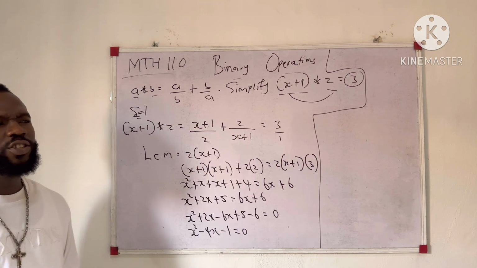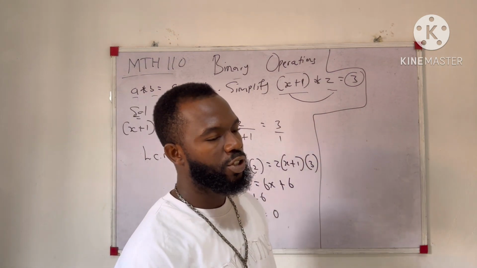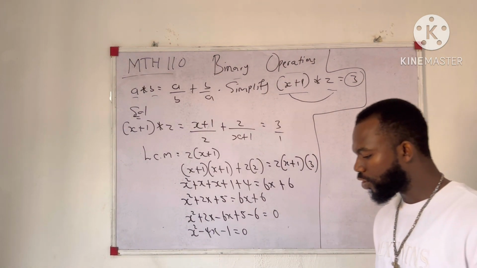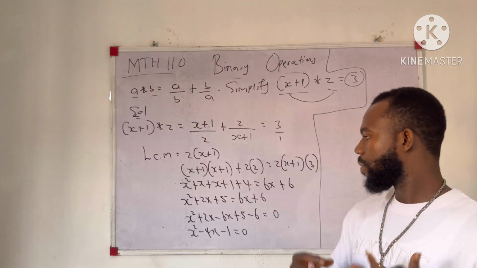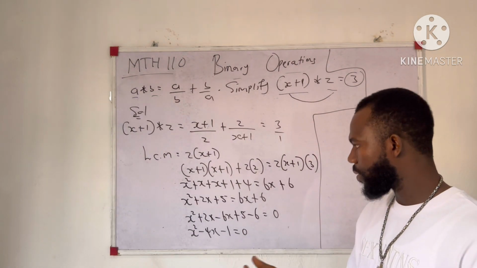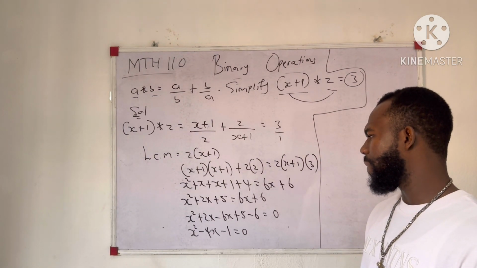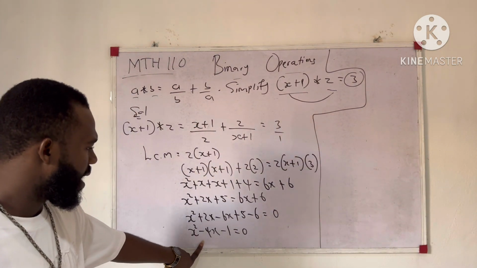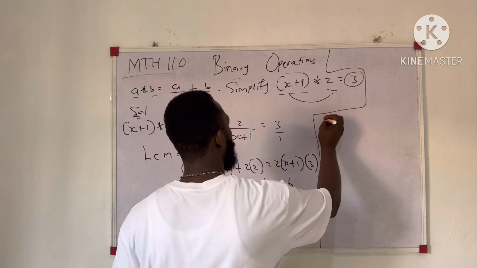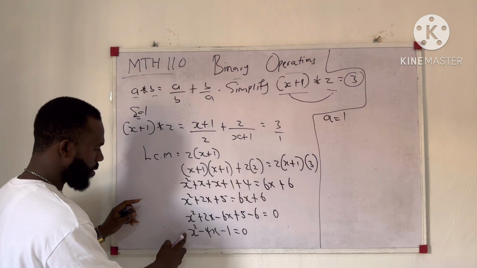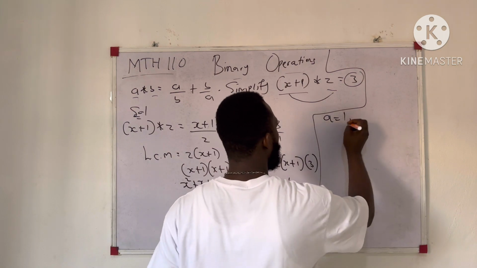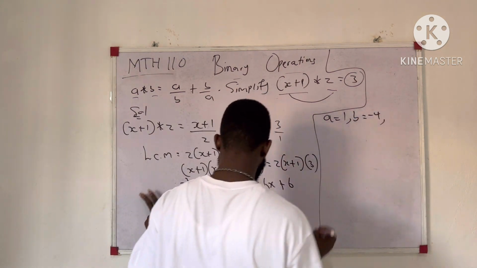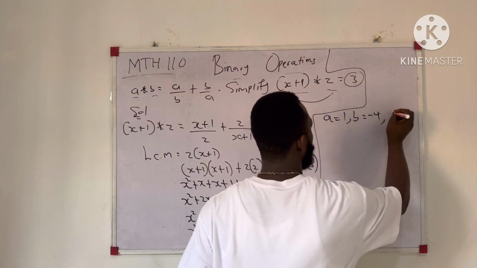Now we can choose to apply the formula method, we can choose to apply the factorization method, we can also choose to apply the completing the square method. And that's what you know. So here in this case, let us apply the formula method. Now the formula method here, in this case, my a here is equal to 1. All right. My b now is equal to minus 4, and my c is equal to minus 1.